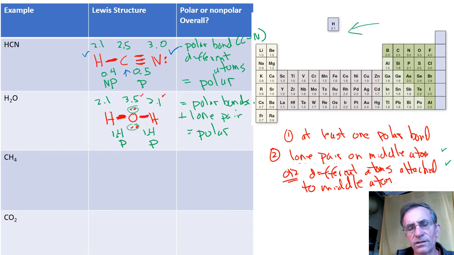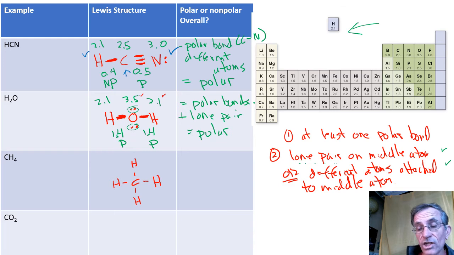We're going to go through a few more. All right. Next fella. CH4. Let's draw the Lewis structure. This is methane. I want to decide if methane is polar or not. Draw out the Lewis structure.